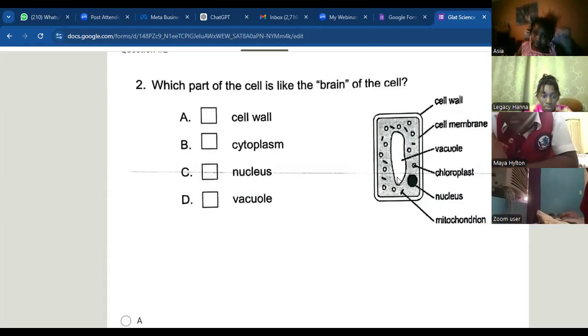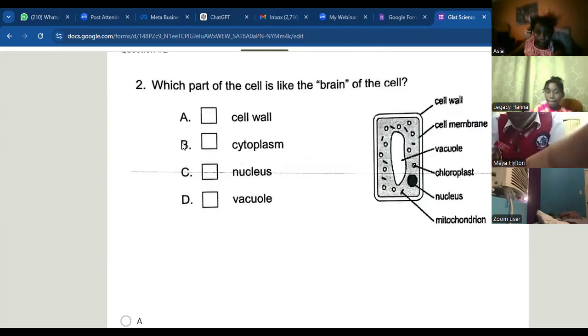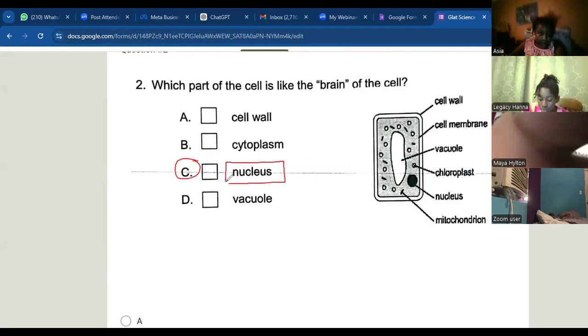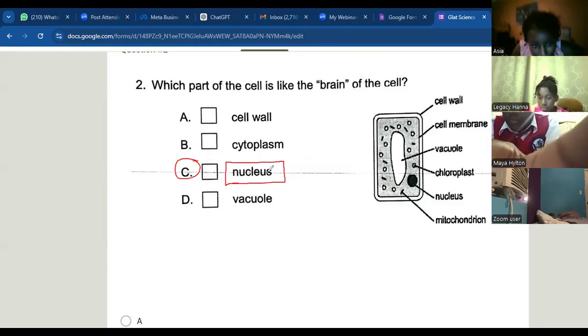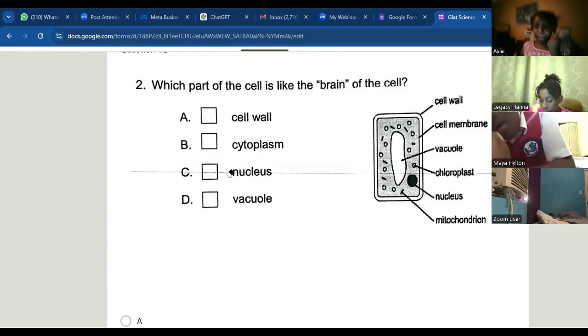The nucleus, so the correct answer is what? C, right? The correct answer is C. The nucleus is definitely the brain of the cell. It controls all the activities of the cell. All right, so that's what we mean by the nucleus. All right, y'all got this right? Let me know if y'all got this right. Yes, sir. Okay, good. Let's move on to the next question.